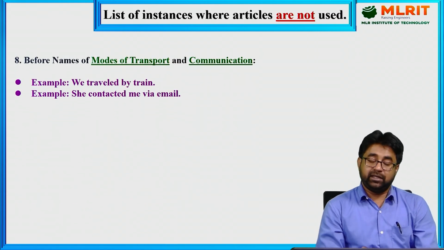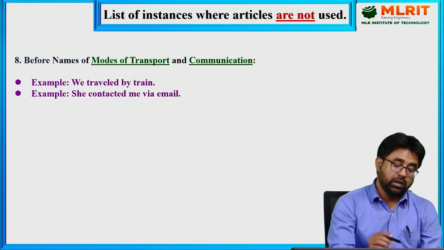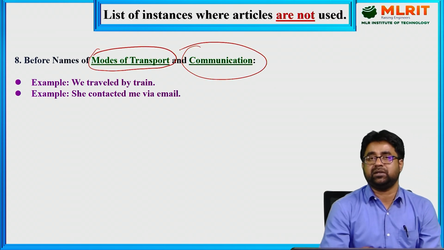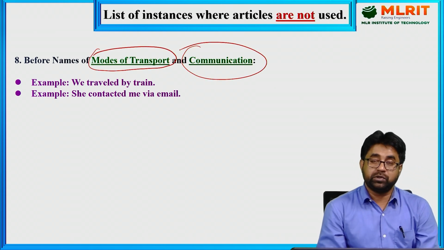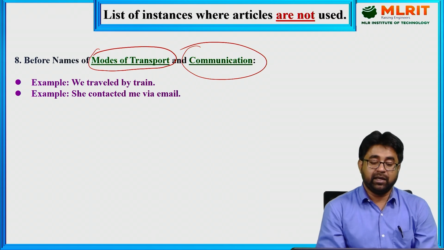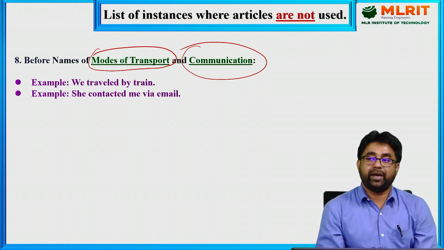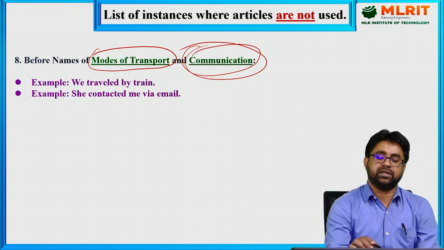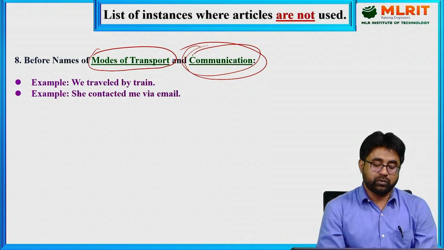So this is the 8th instance we are going to talk about: before the name of modes of transportation or communication. Whenever we talk about modes of transportation, please understand here, I'm not talking about a particular vehicle as such. I'm talking about modes of transportation and also modes of communication. In these two cases, we are not supposed to use any article.